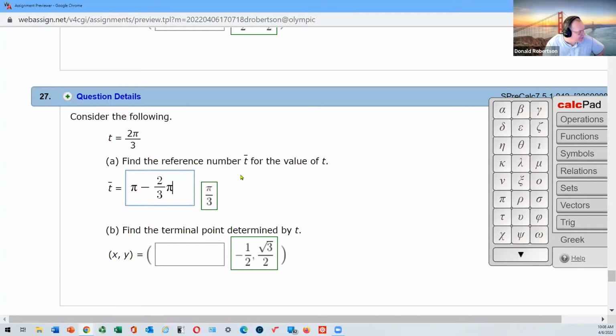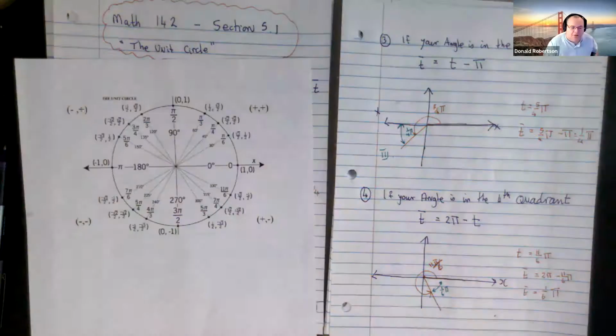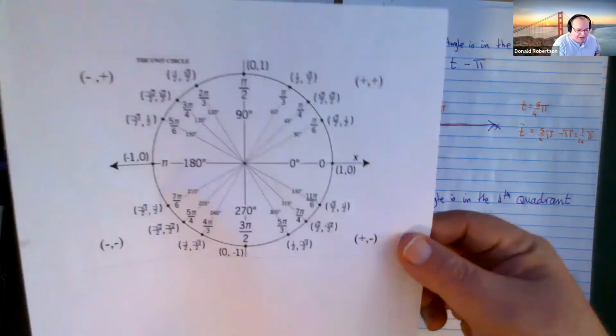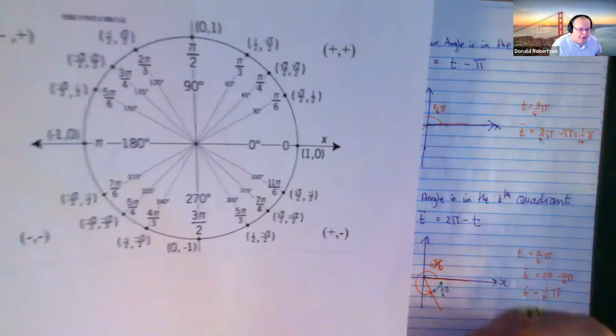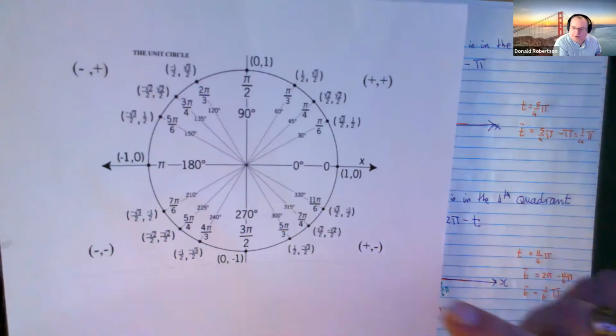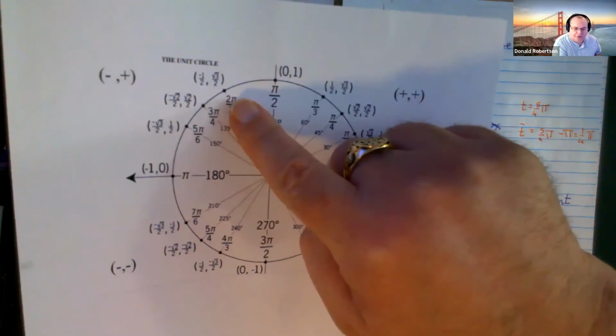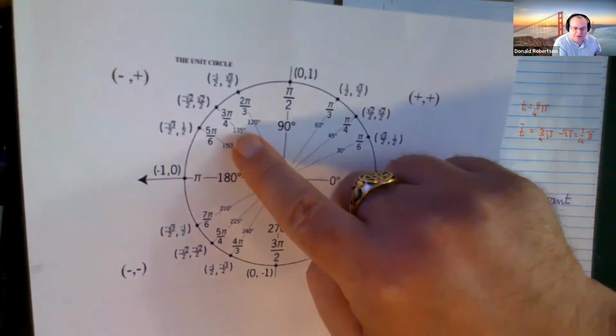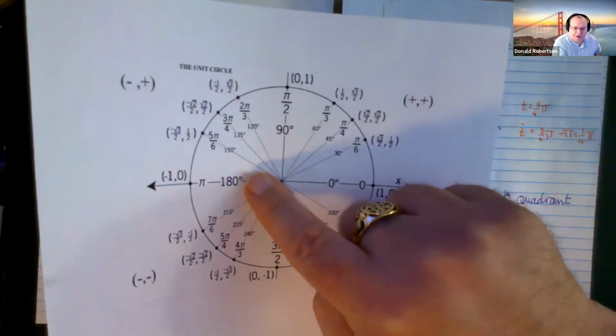So the reference angle t bar is the shortest distance to any of the x-axis, to the x-axis itself. Now, to find the terminal points, we've covered lots of them, so hopefully that won't be such a big issue. Here we go. I'm using this guy again. Right, 2/3 pi is here. Do you see it's in the second quadrant, like I said? Then the shortest distance is from here to here. And that's the t bar, 1/3 pi.